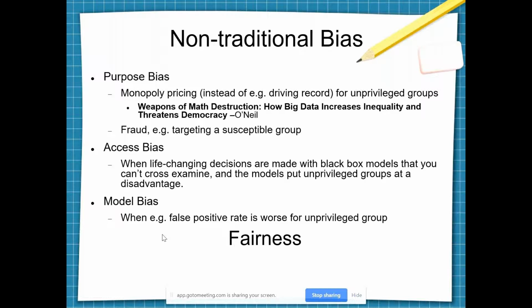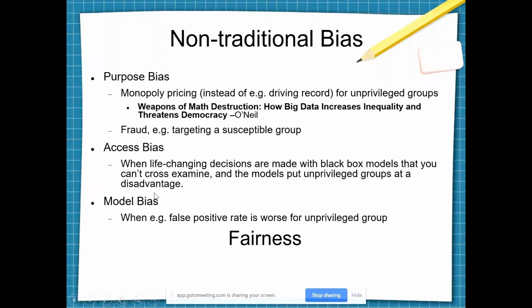purposes of models that have been used in the insurance industry have been found to be instead identifying unprivileged groups that had few choices for their insurance and to charge them more, because essentially they could be charged monopoly prices. Another kind of purpose bias is fraud, identifying susceptible groups so that they can be targeted for fraudulent activities. And I think a lot of those have been showing up in the news, so I won't touch on them too much now. But those are two things that I don't think we're trying to do here, but they show up in this non-traditional bias.